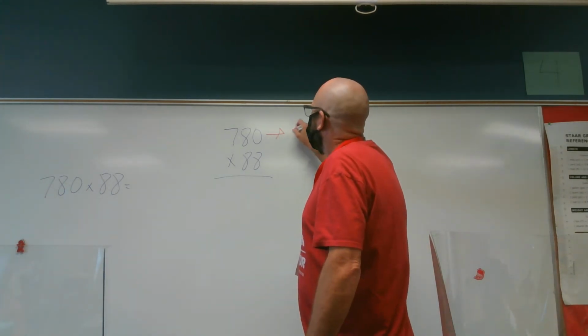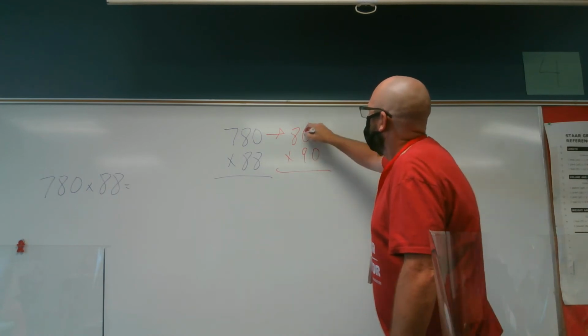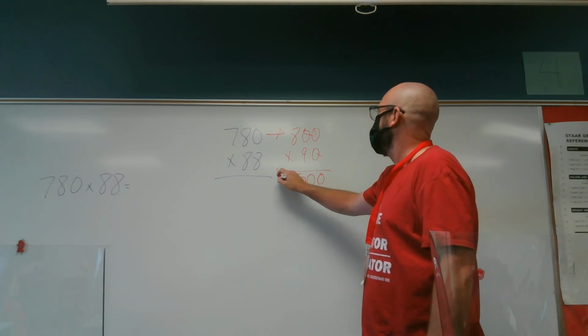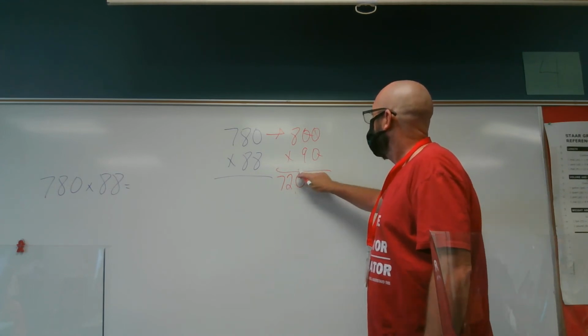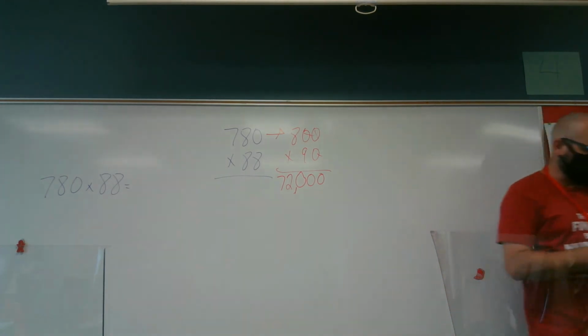So if I want to estimate, I'm going to make this 800 times 90. I can put these 3 zeros down. 8 times 9 is 72. So my answer needs to be somewhere near 72,000.